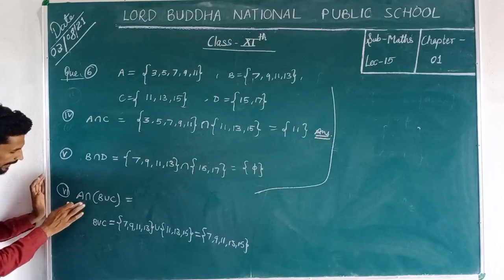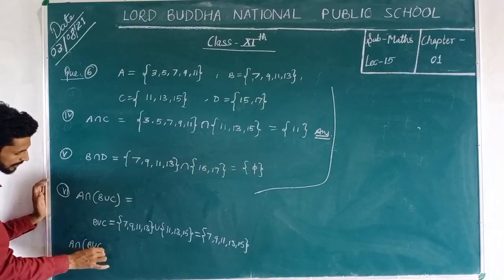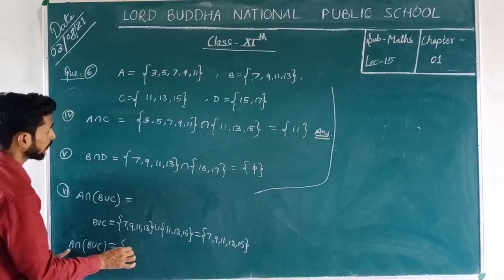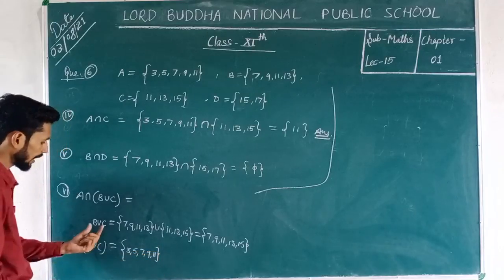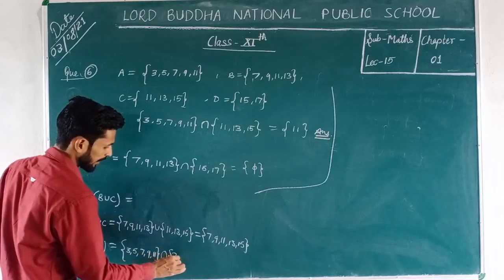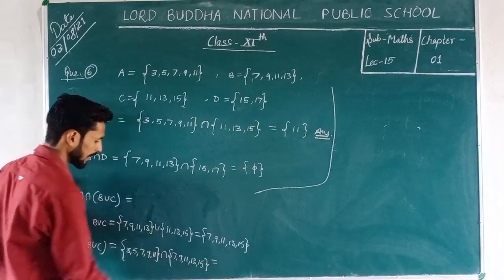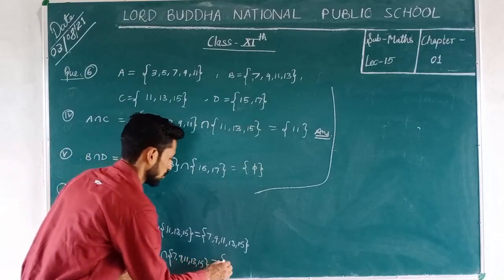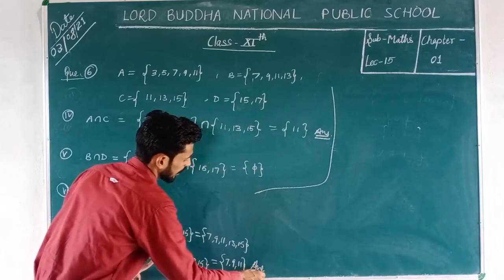Now we can find A intersection of B union C. A intersection of B union C will be equal to the elements of set A, that are 3, 5, 7, 9 and 11, and the value of B union C, that is 7, 9, 11, 13 and 15. So the answer will be 7, 9, 11. 7, 9, 11 are the common elements. So this will be the answer.